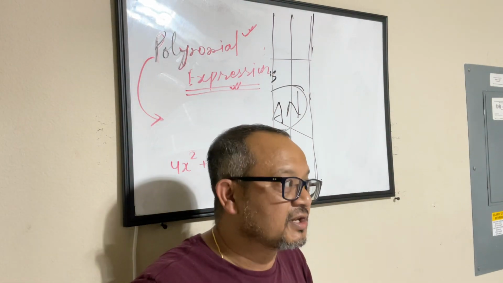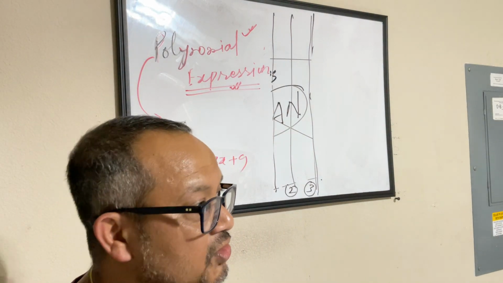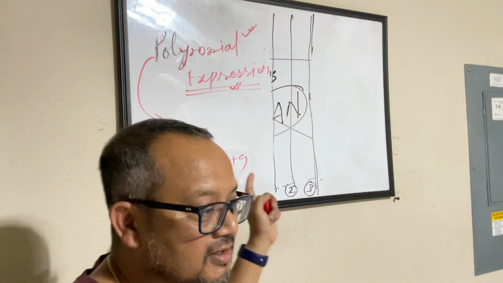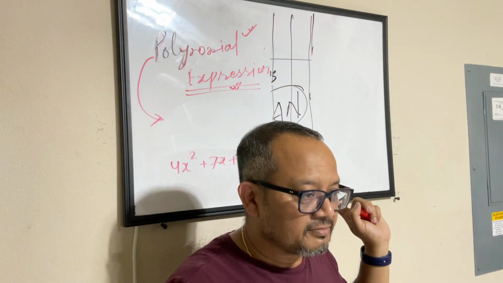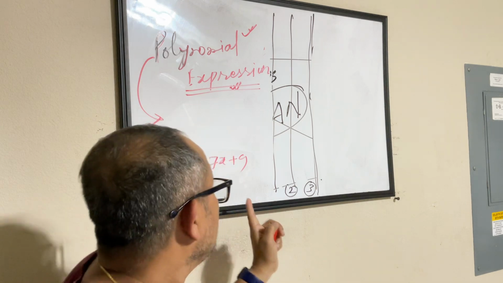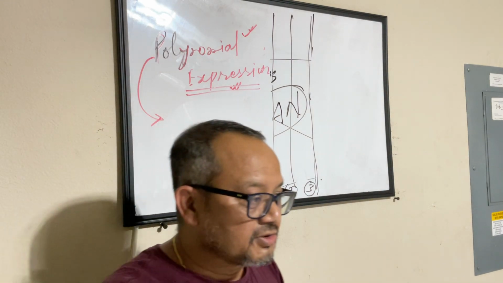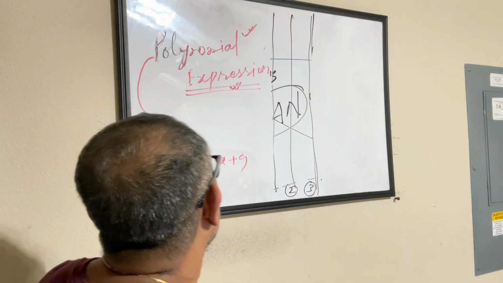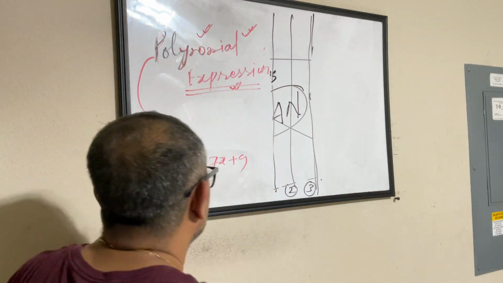Next time when you hear the term expression, you will know that you have a smiling teacher doing nothing. No outcome. So the expression part is understood in the simplest possible way. Now we are looking at what a polynomial is.